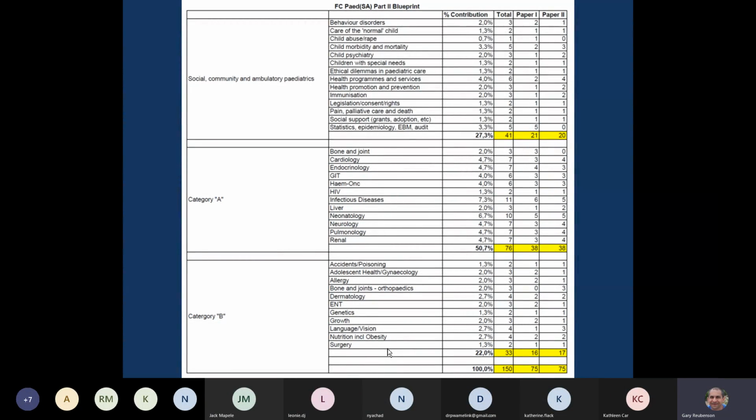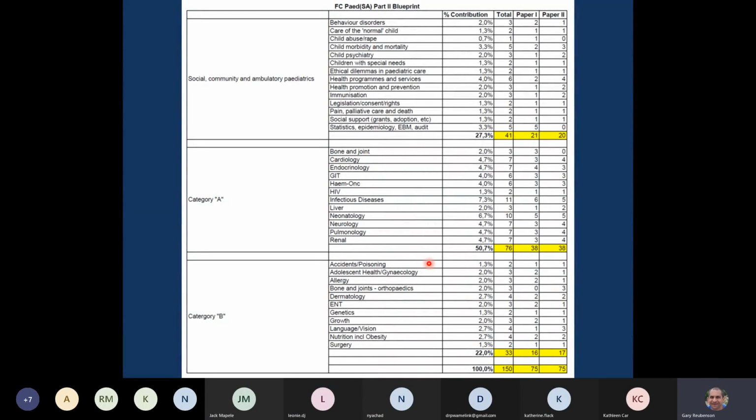You'll see that category A questions are intended to make up about half of the paper, and those make up the bulk of clinical pediatrics. The other half is firstly the so-called SCAP questions, social community ambulatory pediatrics, that make up about a quarter of the paper, and you can see the various things listed there. And then category B questions, which make up the less day-to-day aspects of clinical pediatrics.